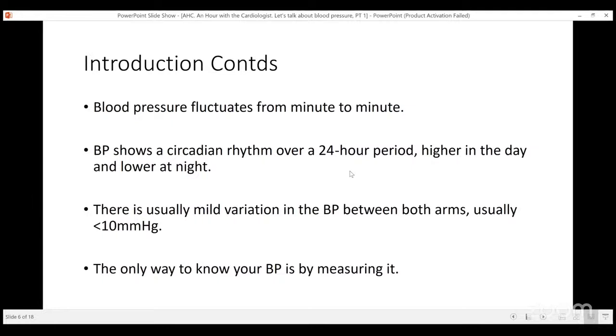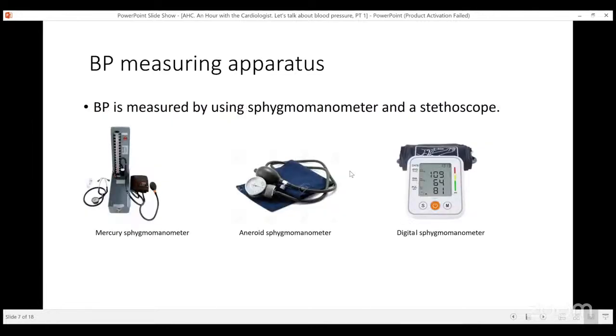We're going to delve into that next, during the next episode. It's very, very important that we know that. Now let's look at blood pressure measuring apparatus.